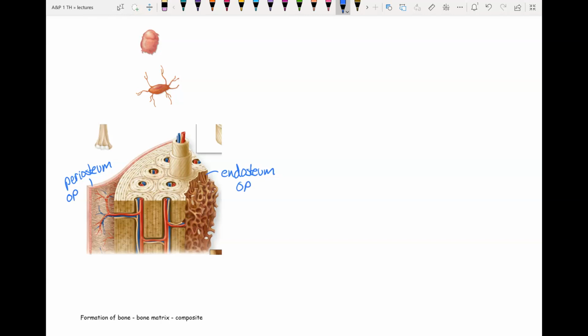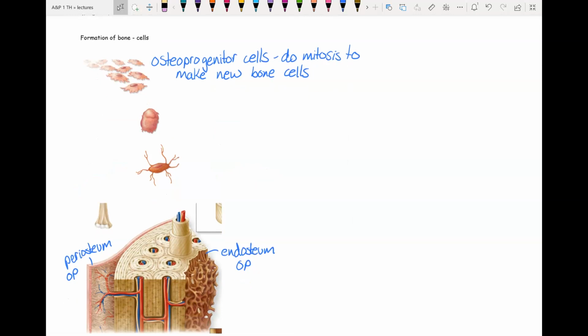When they do mitosis, the new cells that they make are osteoblasts. So this one is an osteoblast. These are the cells that are responsible for building new bone matrix. Sometimes I say bone matrix, sometimes I say bone tissue. I use those terms interchangeably. The way I remember this is I always think of blast, build.